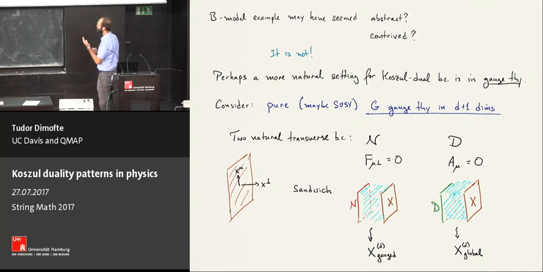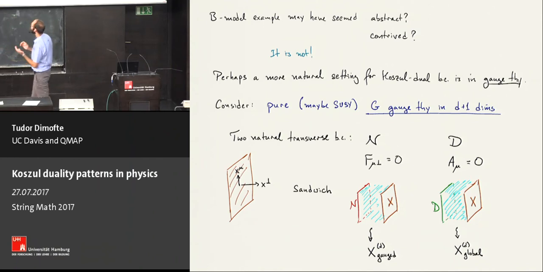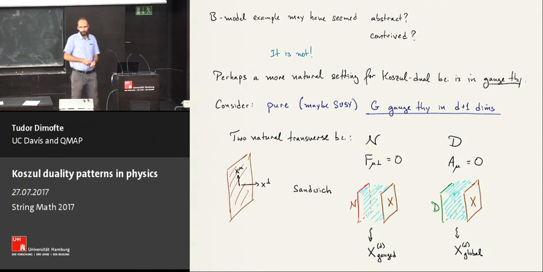If we start forming sandwiches out of Neumann and Dirichlet boundary conditions in gauge theory, we end up with effectively d-dimensional quantum field theories that are sort of versions of the same d-dimensional theory where a symmetry has been either gauged or left as a global symmetry.